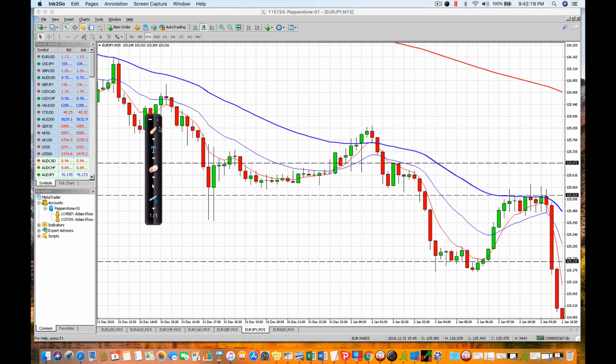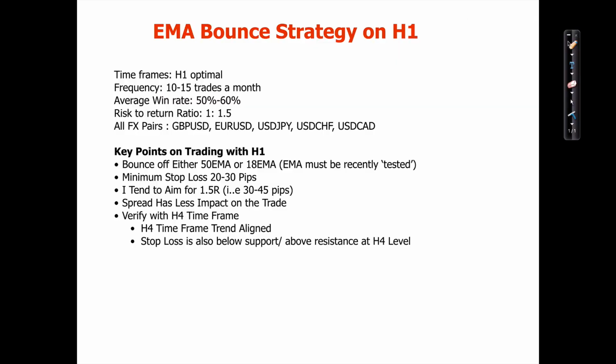The risk of the bounce is that because we don't wait for a trigger or candlestick pattern, we are really having confidence that this moving average will hold when it hits. And that's why you're going to see that it has been tested before. That's really important.